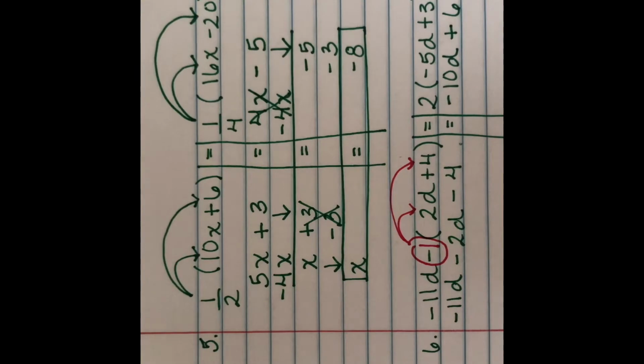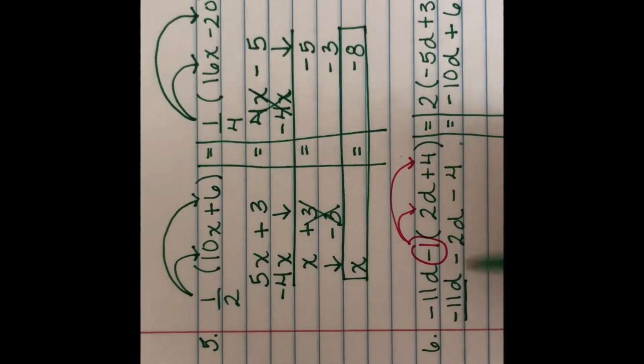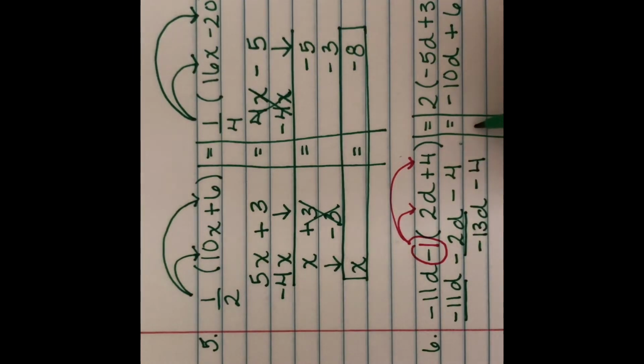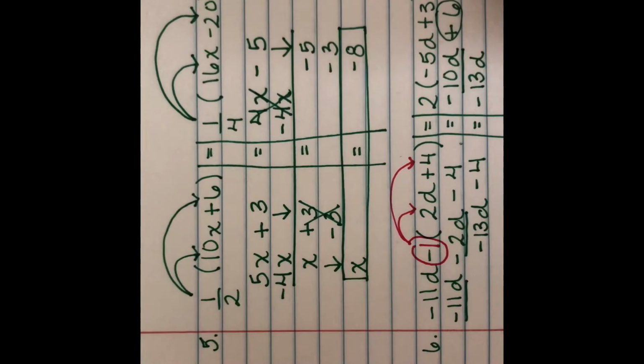So I'm now going to look for some like terms. I have a -11d and a -2d. That makes -13d. And the -4 just stays on there. He didn't have any like terms. Over here I have a -10d and a -3d. That's going to make -13d. And then I have a +6 and a -10. That makes -4. Looks like I have the exact same thing on both sides.